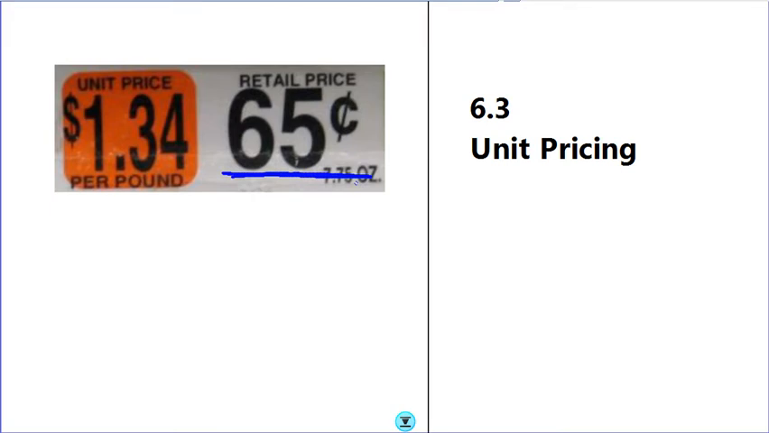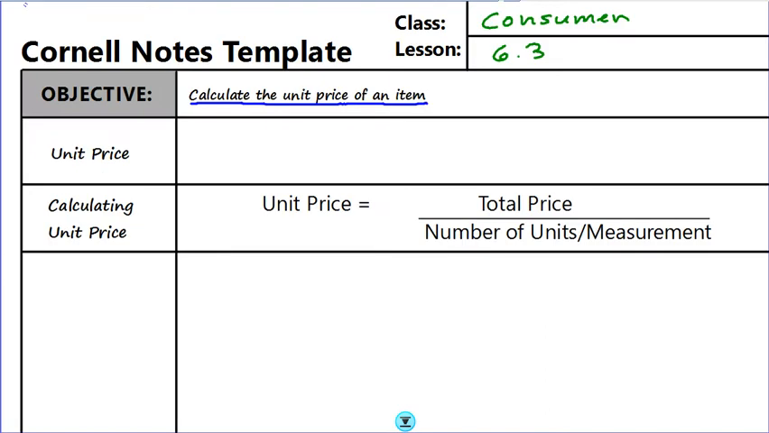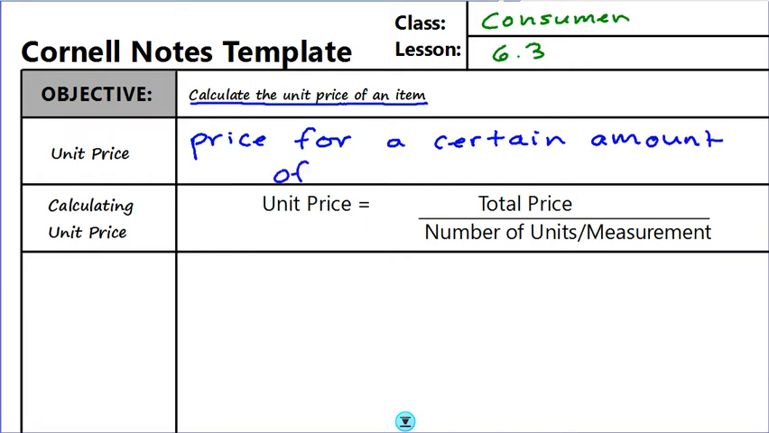It says 65 cents, but it also has this other part of the tag that talks about the unit price. This unit price tells us how much it costs for a certain unit of measurement. So in this case it's per pound. And so the unit price is the price for a certain amount of an item. Okay? And it's that easy.